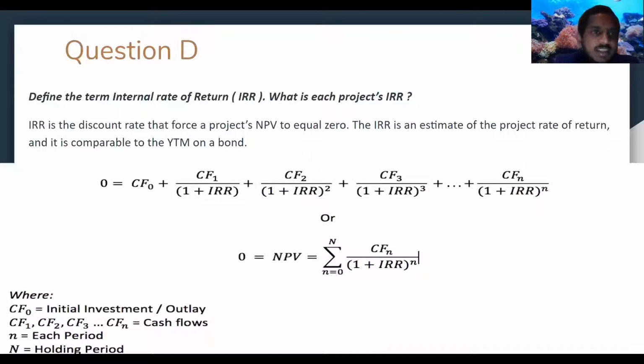For question D, define the term internal rate of return or IRR. What is each project's IRR? IRR is the discount rate that forces a project's NPV to equal 0. The IRR is an estimate of the project's rate of return, and it is comparable to the YTM on a bond. As you can see, the formula is the initial investment plus the inflow at the first, second, and third year and the nth year divided by 1 plus the IRR to the power of n, which is the year number.